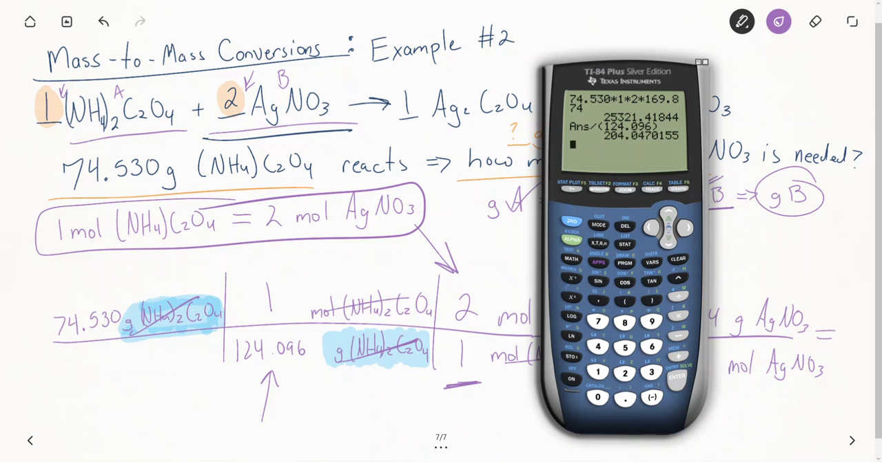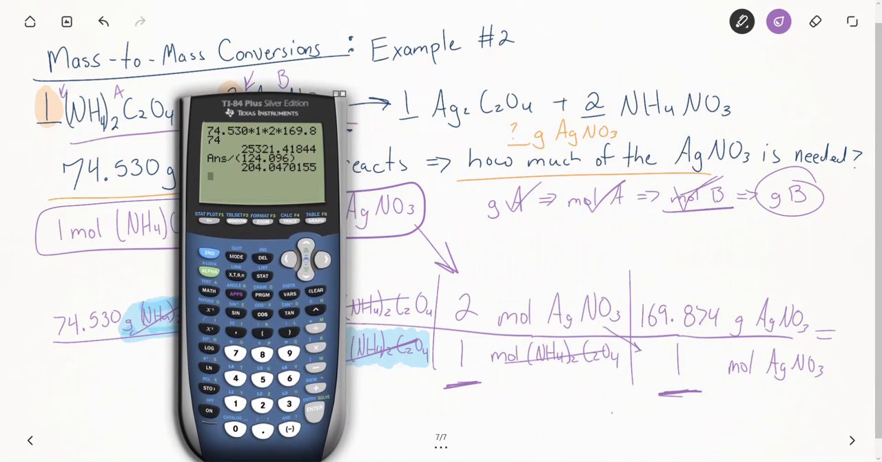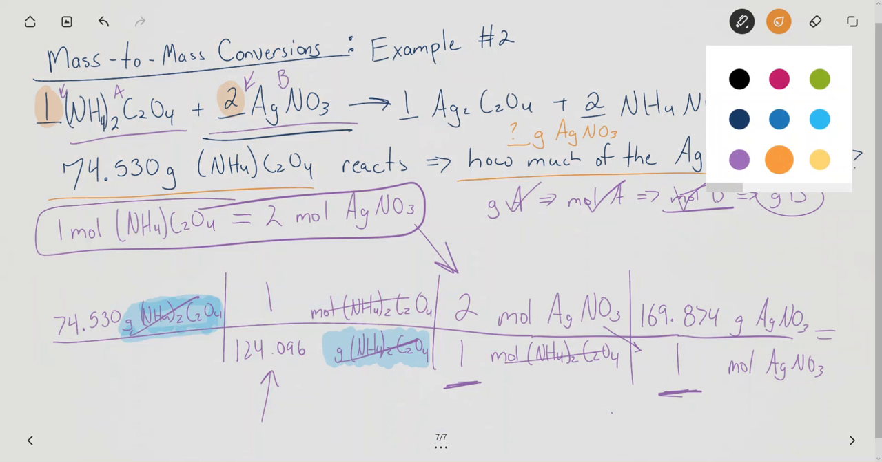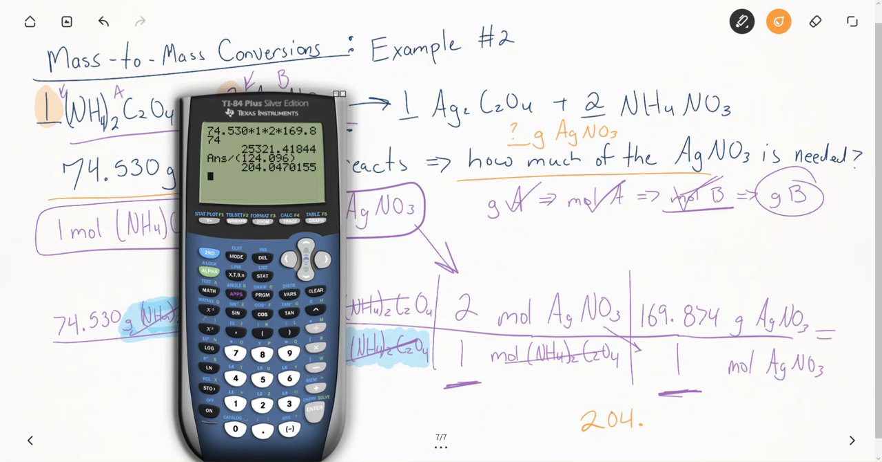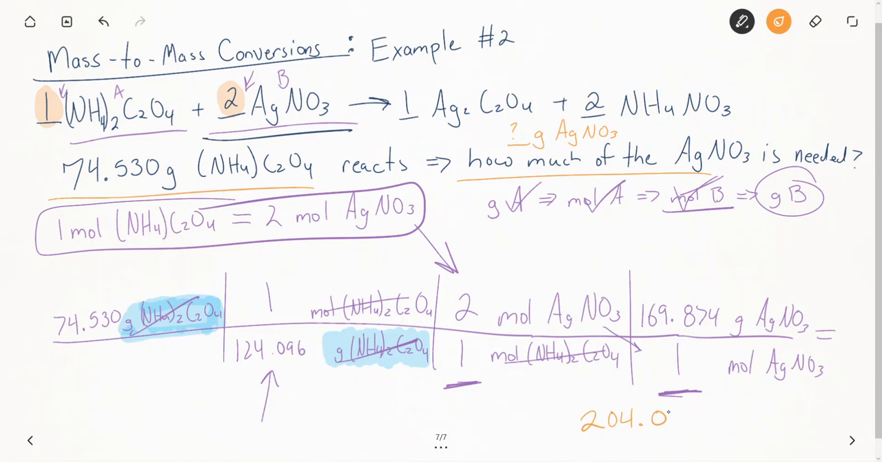So our answer here is 204 with a whole bunch of numbers. So hold on, let's write that down really quickly. 204.0470, and that's going to be in this unit here, grams of the silver nitrate. And we'll double check back with our original value. We have 1, 2, 3, 4, 5 sig figs. This is a right 0, but it does have a decimal point, so that one will count. So we have 5 sig figs.